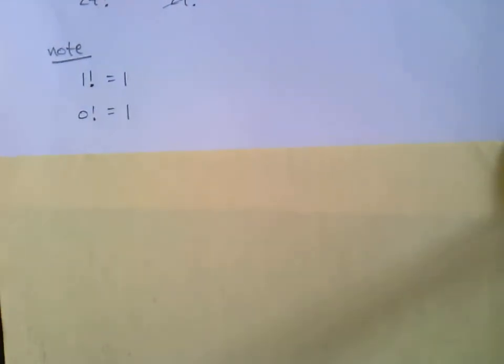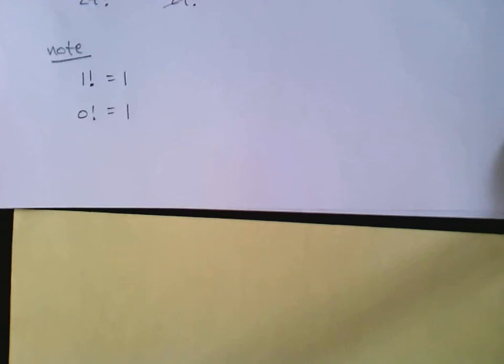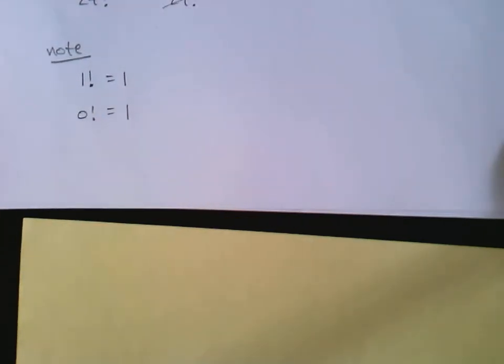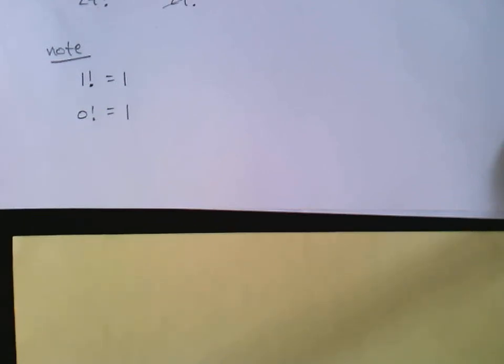A couple things we need to note. The simplest cases sometimes are tricky. So what about 1 factorial? And we will even come across 0 factorial. So 1 factorial, well, this makes sense, right? If you're always multiplying until you get down to 1, then 1 factorial would just be itself. It would just be 1. So we'll keep that in mind.